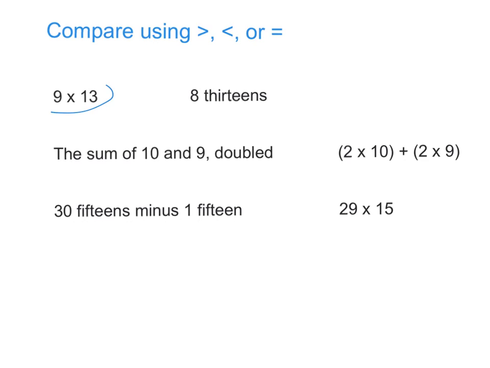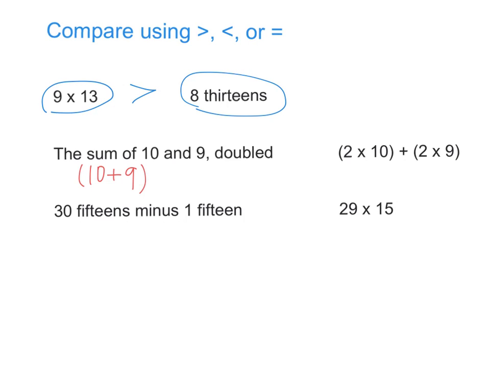This right here is 9 13ths, and here I have 8 13ths. So is 9 13ths greater than, less than, or equal to 8 13ths? Greater than. Good. Okay, let's talk about the second one. It says the sum of 9 and 10 doubled. How would I write that? So first I have the sum of 9 and 10. That's 10 plus 9. And if I double it, I have to multiply that whole thing by what?